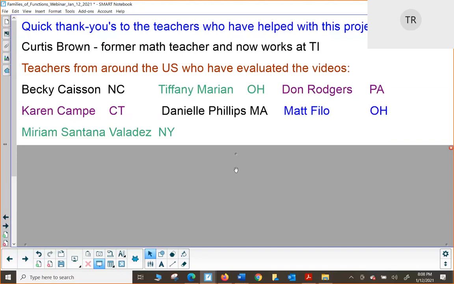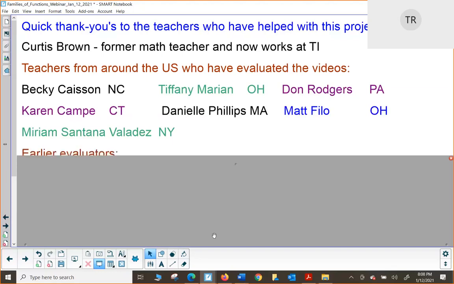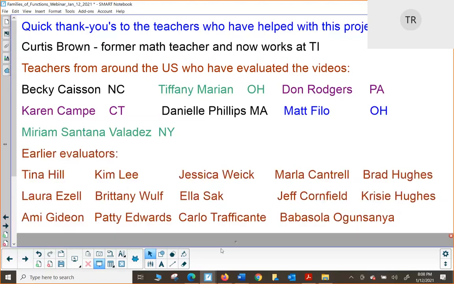So thank you. Also, these are the people who helped me at the beginning. Most of these people came about because they were taking either my ACT or SAT online course through TI, and I had mentioned this to them, and they were great to volunteer and help. Later on, if you're interested in volunteering to help, I will make that available to you. So again, thank you.